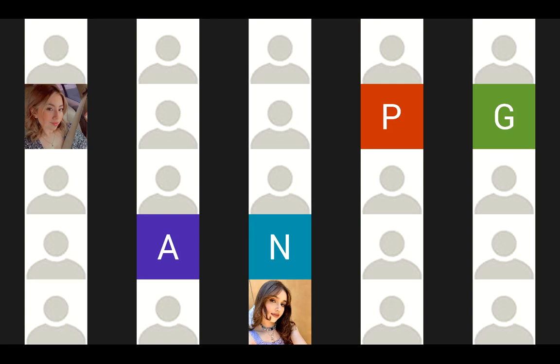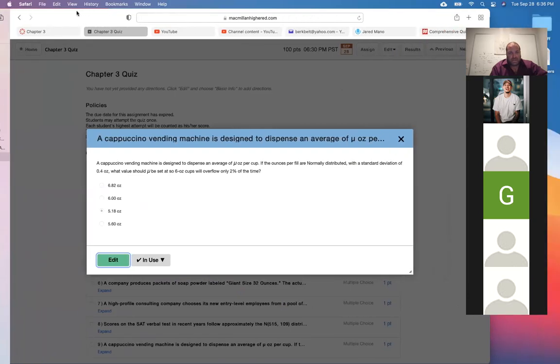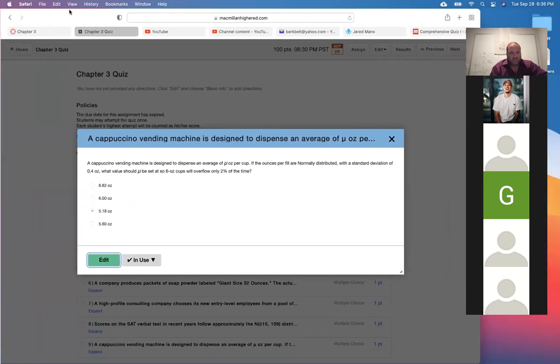This is lecture number 9, and we are going to start with a question on the quiz, which was this one. It says the cappuccino vending machine is designed to dispense an average of mu ounces per cup. We don't know what mu is, but we do know that it's normally distributed, which means that if I were to make a graph of this distribution, what would it look like?